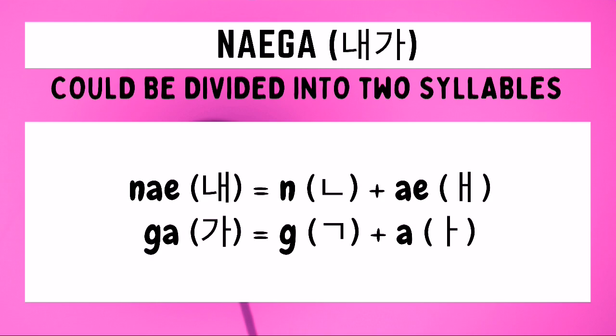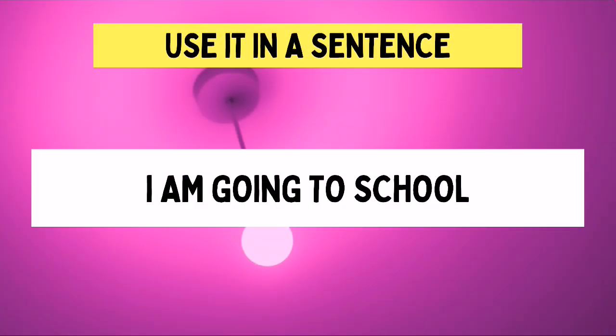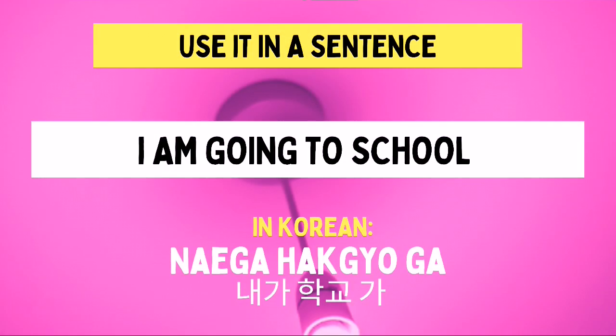Now that we have an idea about our word for today, let's try to look into this example sentence. It says, I am going to school. Again, I am going to school. The Korean translation of this sentence is 내가 학교 가. Again, it's 내가 학교 가.